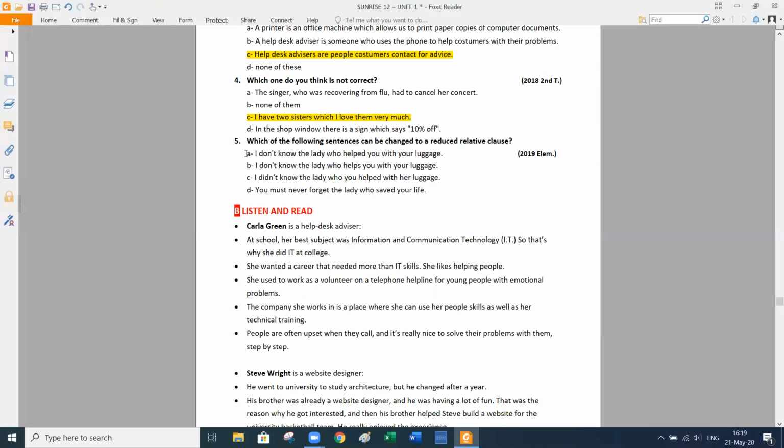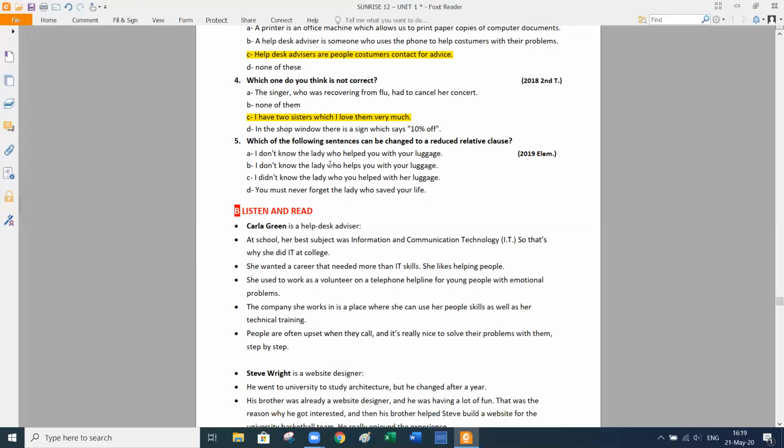Okay, now let's look one by one. I don't know the lady who helped. Who helped? Helped is the verb. Who must be subject, so we cannot reduce this one. Who helped you with your luggage? Who is subject, so we cannot reduce it. A is not the correct answer. B says, I don't know the lady who helps you with your luggage.